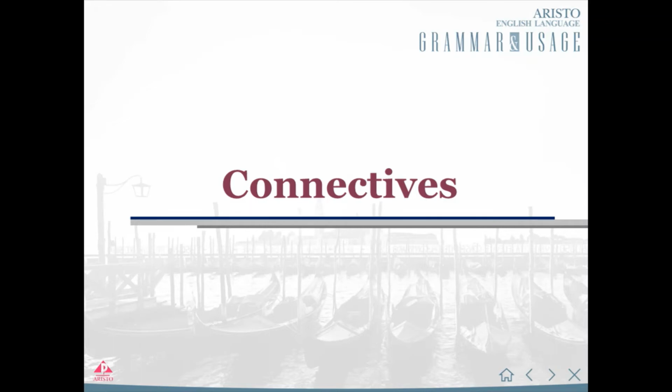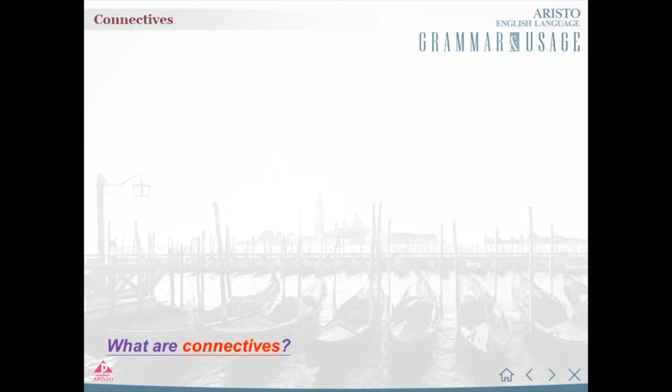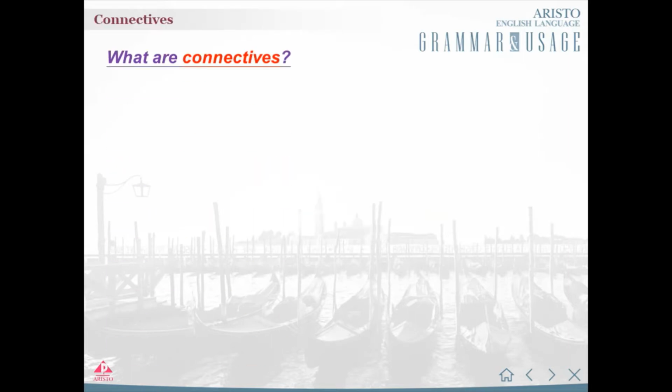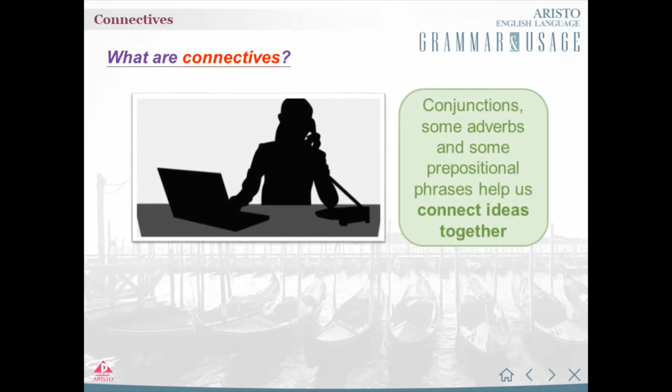In this video, we will be learning about connectives. What are connectives? Connectives are words we use to help us connect ideas in our writing. Many different types of words can be connectives. The conjunctions but and so are two examples of common connectives. In addition to conjunctions, certain adverbs and certain prepositional phrases can also be used as connectives.